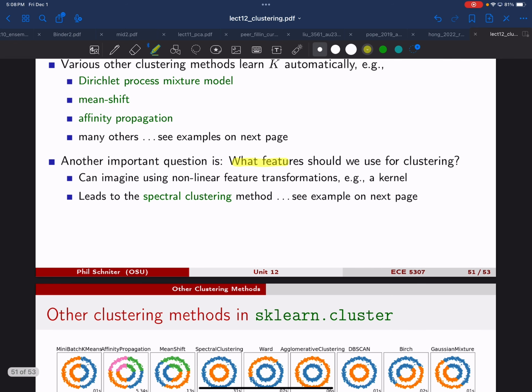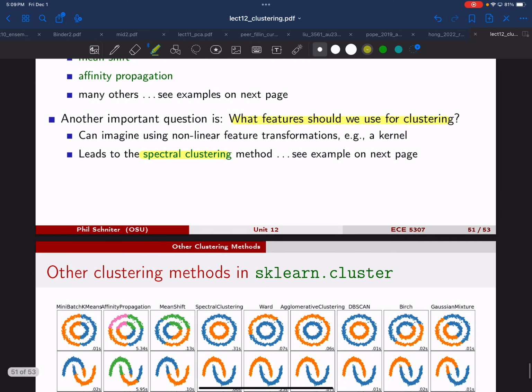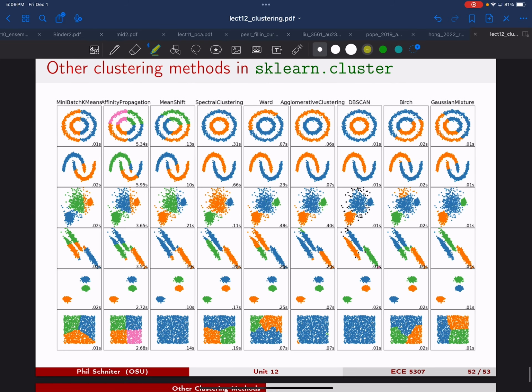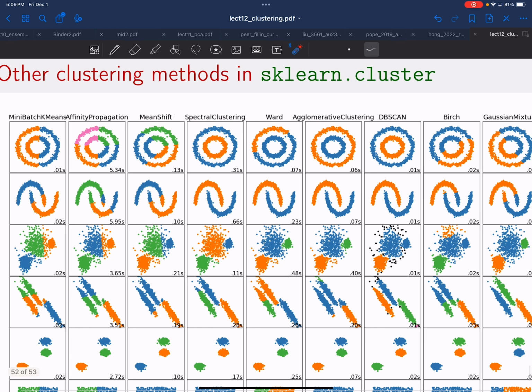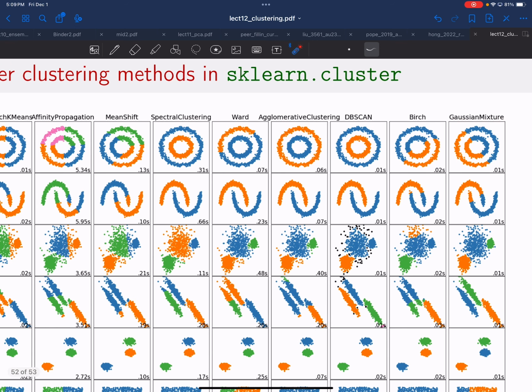Another question is, what features should we use to do clustering? Should we use the raw features, or should we be clever, like the SVM, and actually use some sort of kernel-based features? And yes, you can use kernel-based features, and that is called spectral clustering. Someone asked me in the last lecture how well would k-means work on this half-moons data set? So this is a nice picture from the scikit-learn documentation. It shows a whole bunch of different algorithms. Here's mini-batch k-means and a bunch of other algorithms, and Gaussian mixture modeling is on the right, with a whole bunch of ones in between.